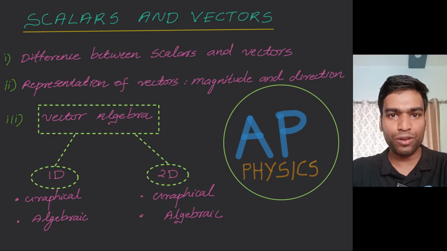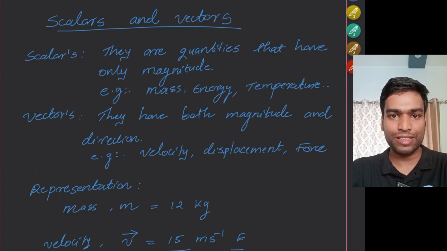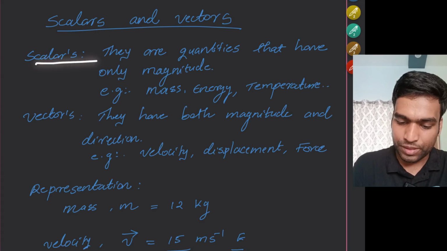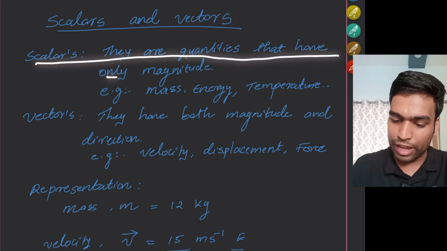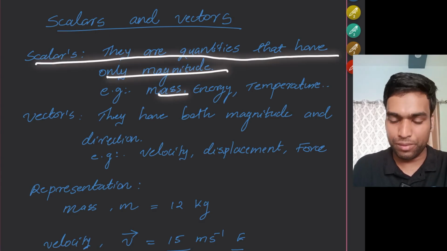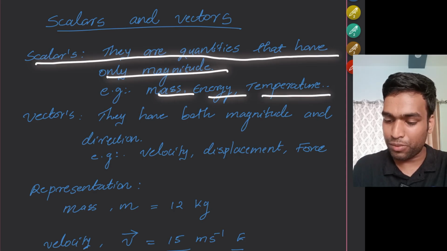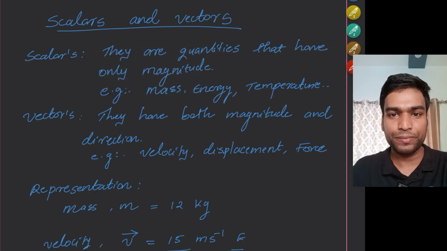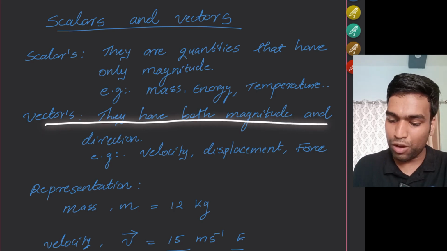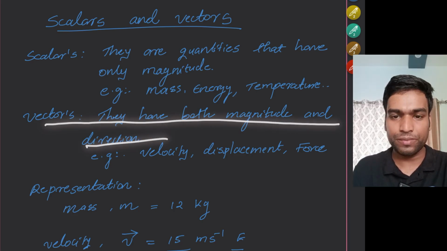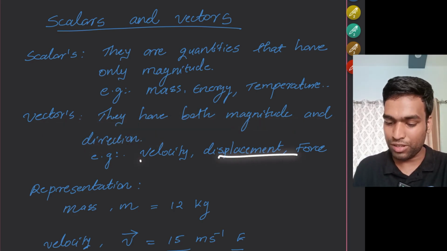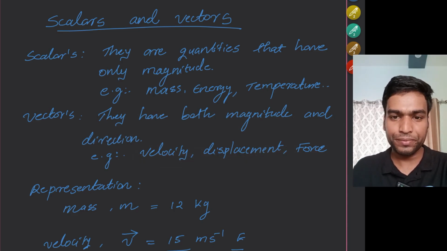Today we are going to focus on scalars and vectors in kinematics. So let's begin with the definition of scalars and vectors. Scalars are quantities that have only magnitude. Examples: mass, energy, temperature, and so on. And vectors have both magnitude and direction. Examples: displacement, velocity, force, weight, and so on.